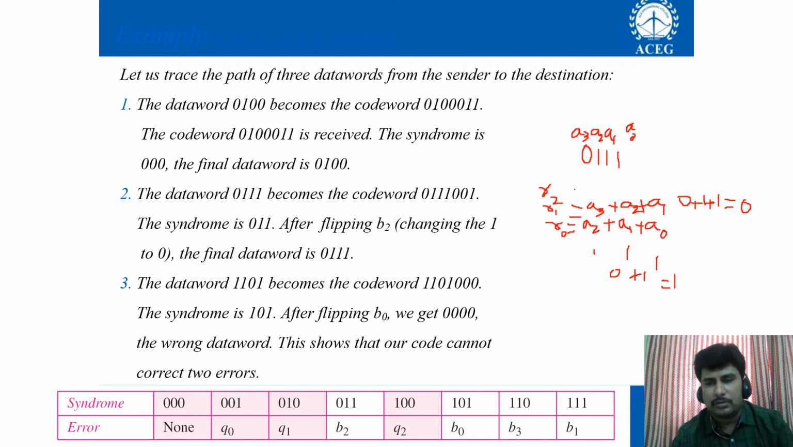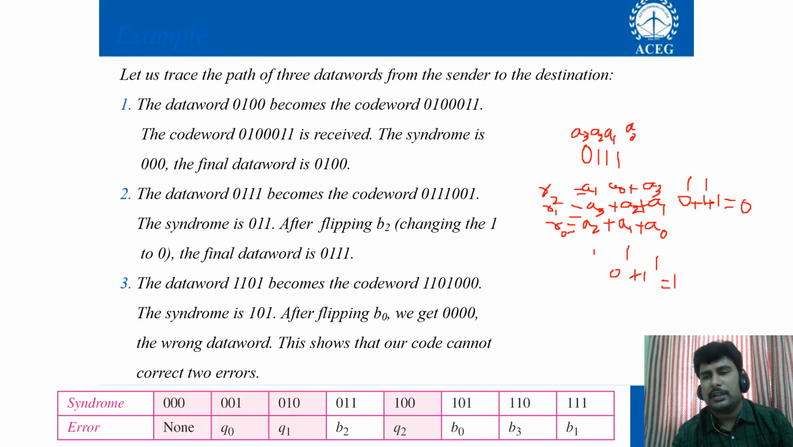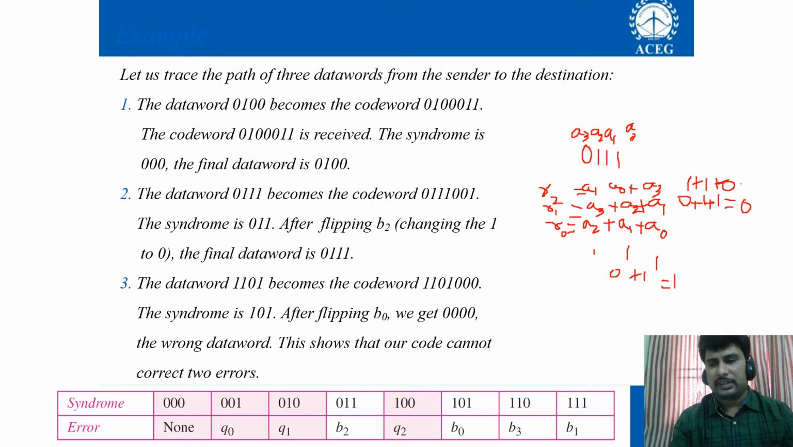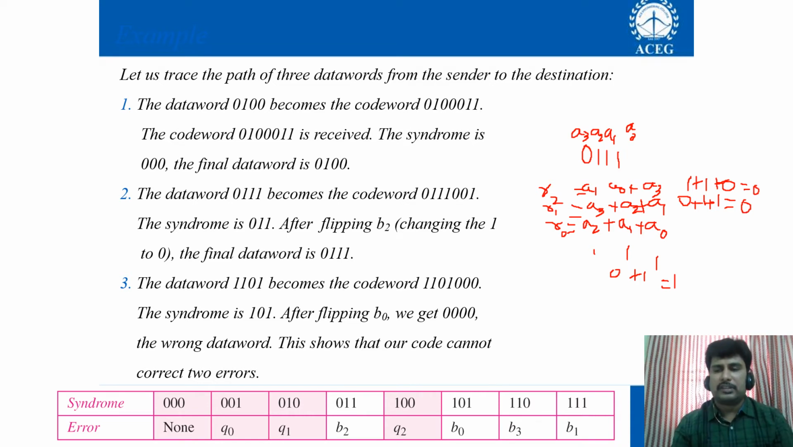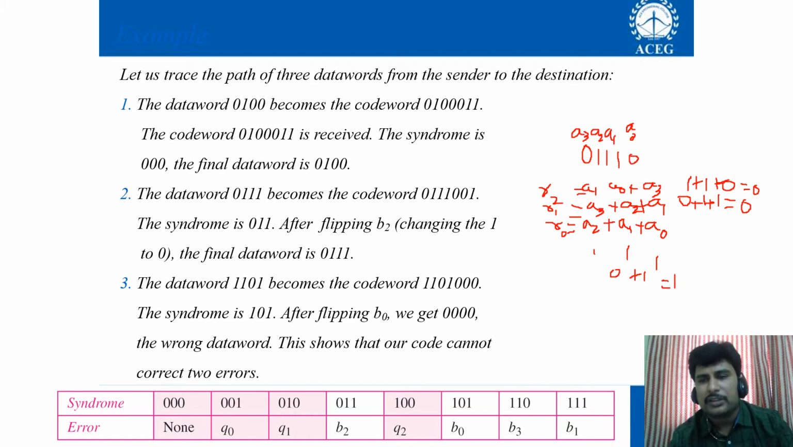Similarly, R2. What are the bits to be considered for R2? It is A1 plus A0 plus A3. A1 is 1, A0 is 1 and A3 is 0. If you do the modulo 2 addition of these 3 bits, 1 mod 2 addition with 1 is 0, 0 mod 2 addition with 0 is 0. So R2 is 0, R1 is 0 and R0 is 1. So this is the actual data to be transmitted.